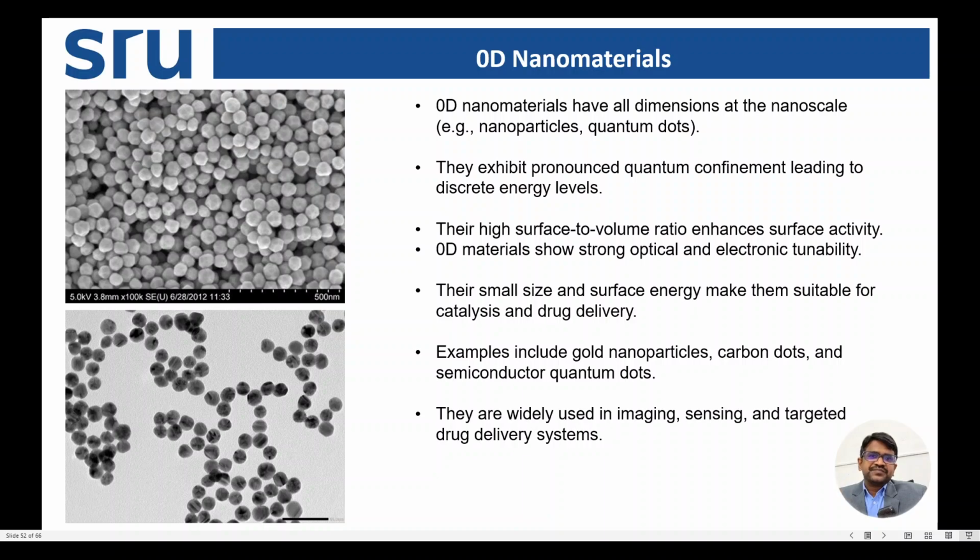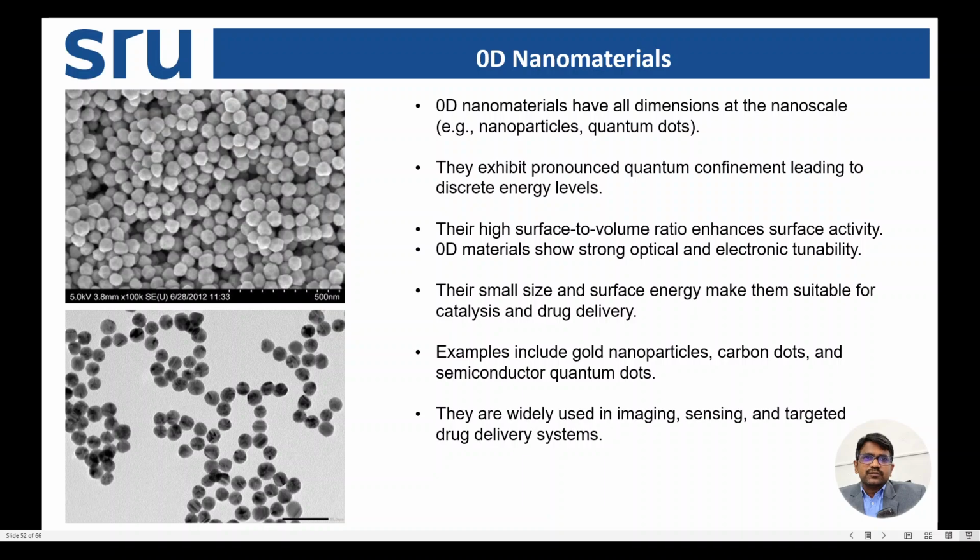Here you can see the first image, the top image, is the SEM image, scanning electron microscope. I have told you earlier that to see nanomaterials, ordinary microscopes are not sufficient. We need electron microscopes. So this is the scanning electron image of nanoparticles.